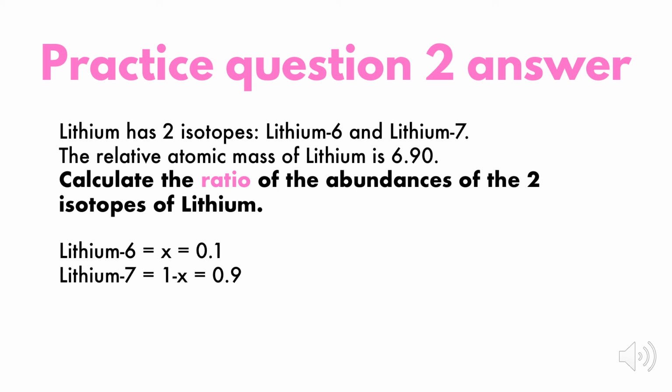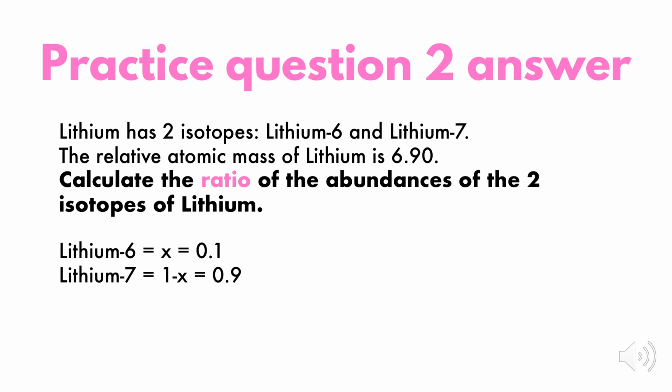We were asked then to calculate the ratio of the abundances of the two isotopes of lithium. So the first thing I need to do is get the decimal abundances for each isotope. Lithium-6 was x, so its decimal abundance is 0.1. Lithium-7 was 1 minus x, so its abundance is 0.9.